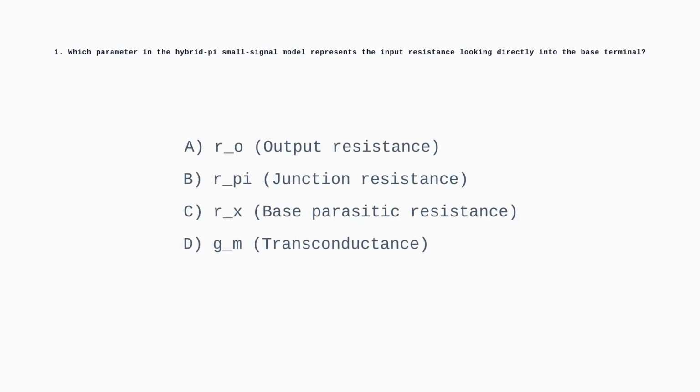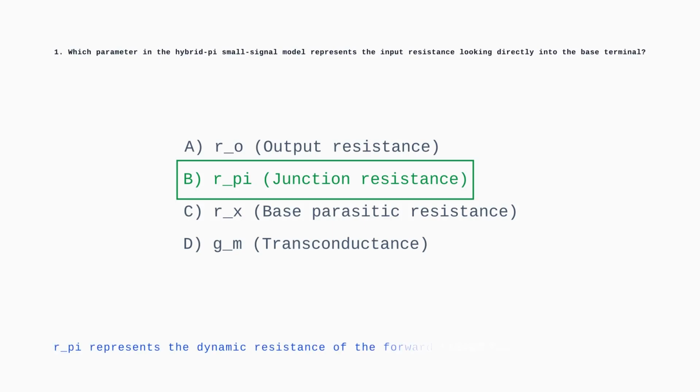Question 1. Which parameter in the hybrid pi small signal model represents the input resistance looking directly into the base terminal? The parameter Rpi represents the internal dynamic resistance of the forward-biased base emitter junction as seen from the input.